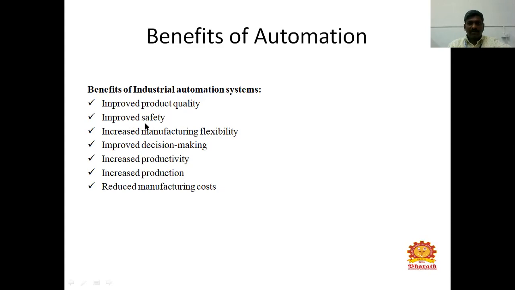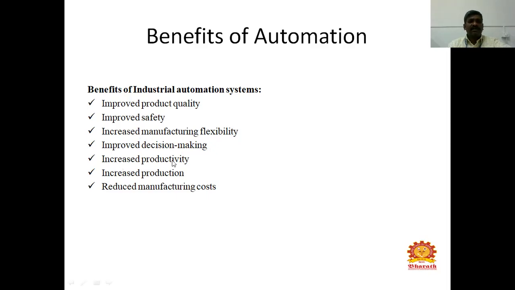So you can improve the product quality by using automation. Improved safety: you can use machines in hazardous places where we cannot send a human, right? So you can use the machine. Increase in manufacturing flexibility, and improved decision making. We can also improve decision making while using automation.